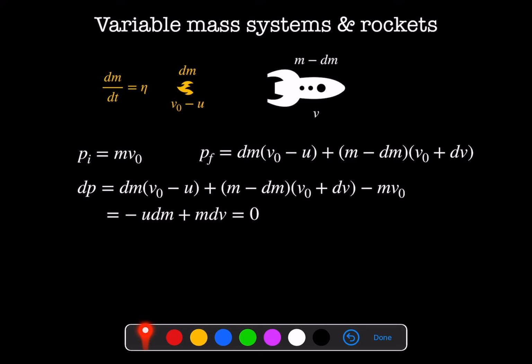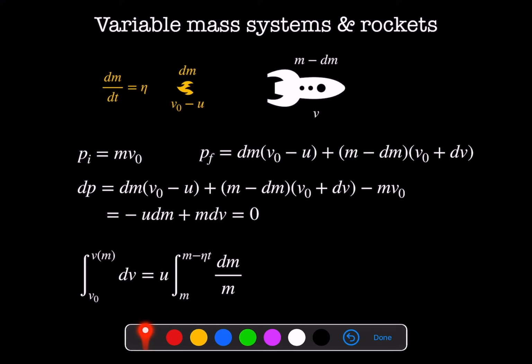I know that the change in momentum is 0, so this sets me up with a differential equation for velocity as a function of mass lost. I can rearrange terms, and so I'm going to integrate dv from my starting velocity to my velocity as a function of mass. u is the speed that the rocket fuel is leaving the thruster with respect to the initial velocity of the rocket.